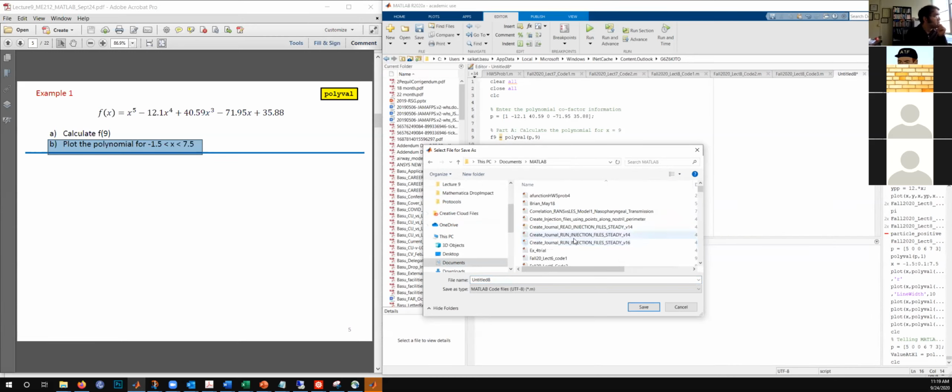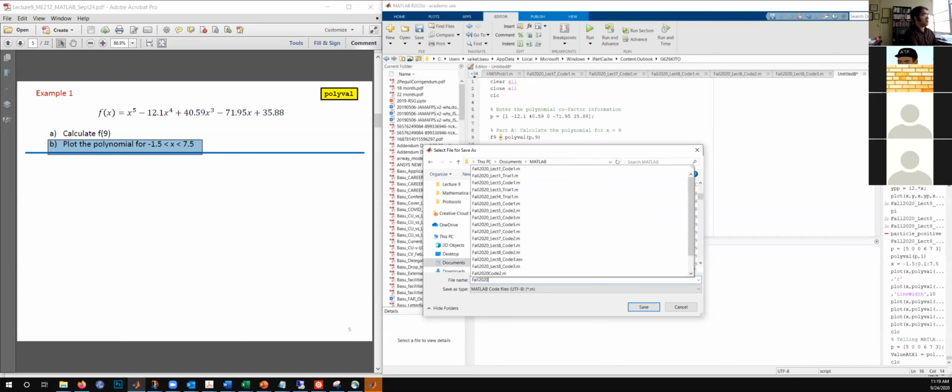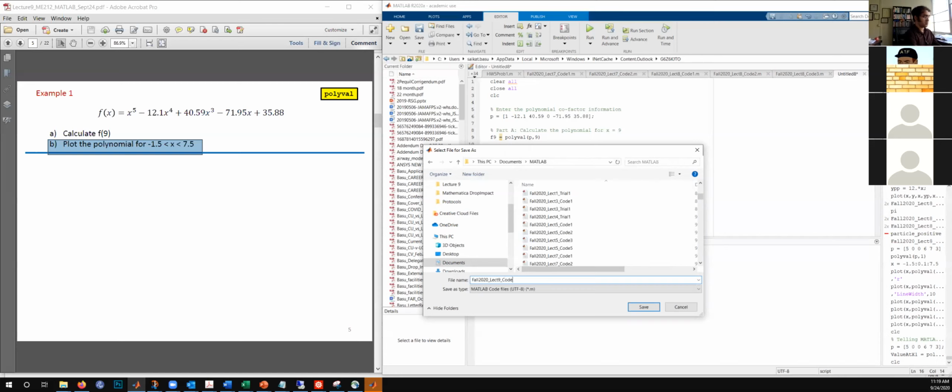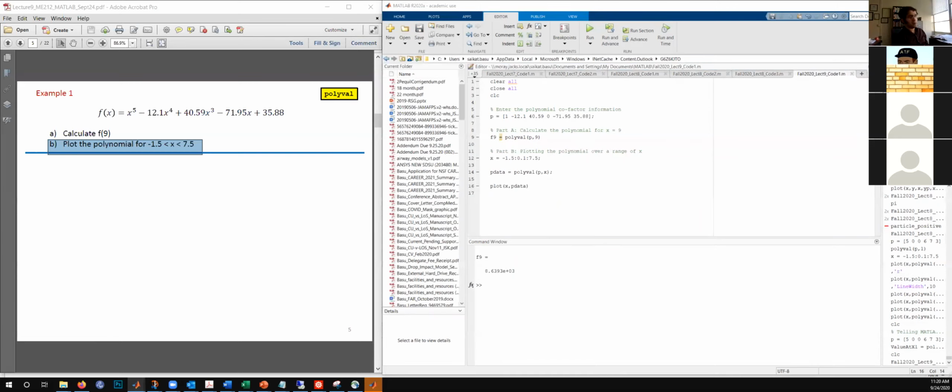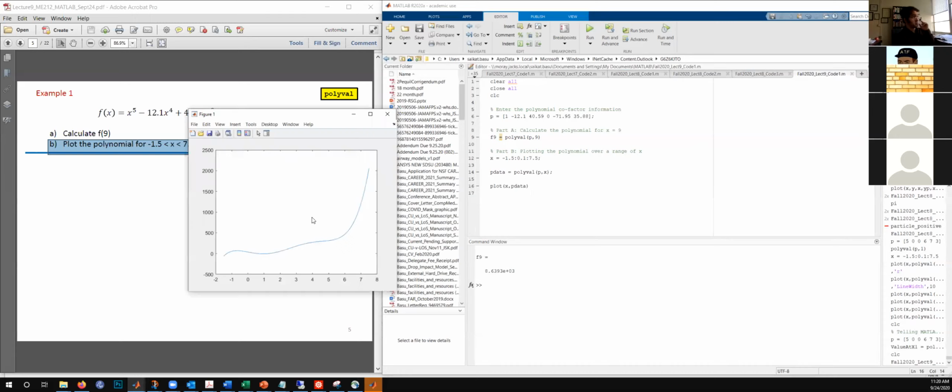Documents, MATLAB. This looks like where we have been saving our files, fall 2020. So let's do that. This is like 9. Code 1. Okay. Now you can still see that the current directory is something else. So when I try to run this, it still worked. So all good. That's fine. So make sure that you save your files in the correct spot.